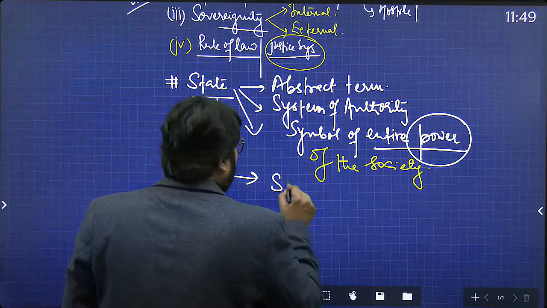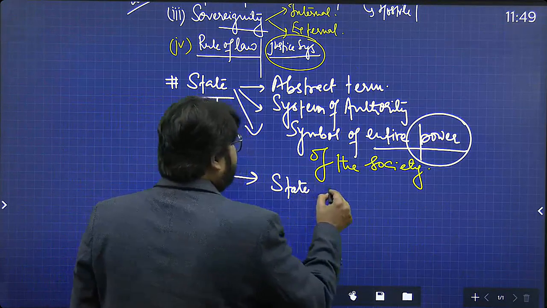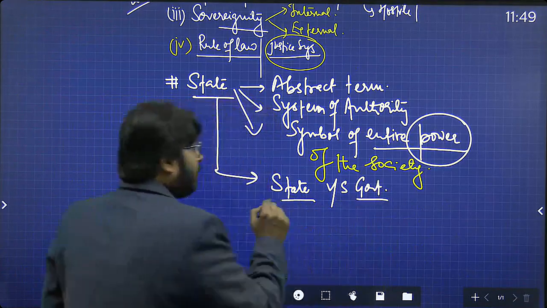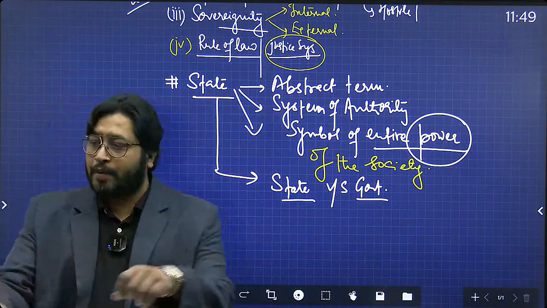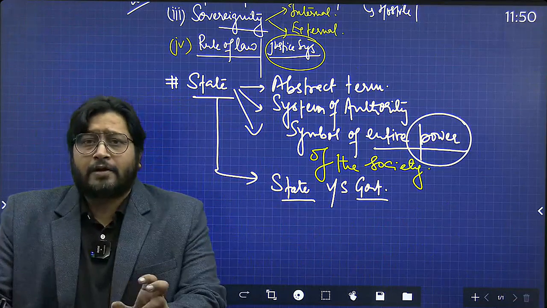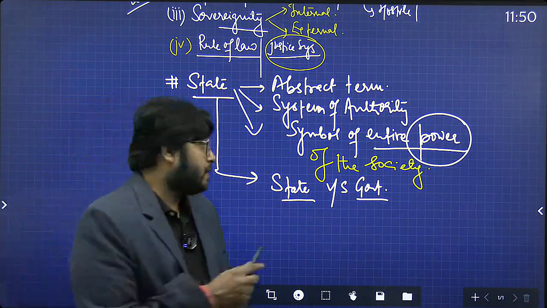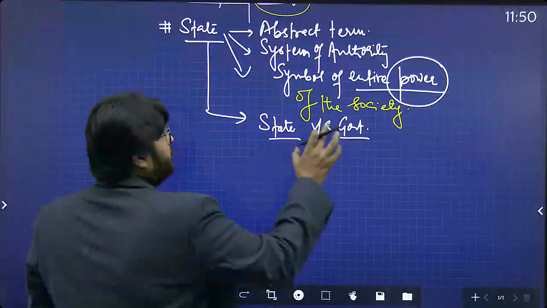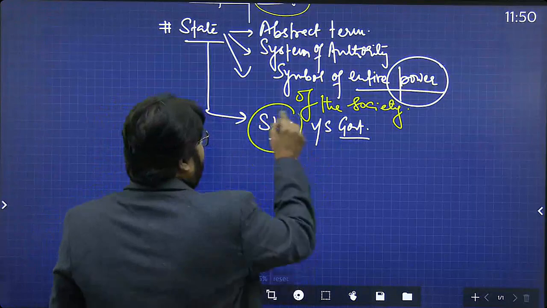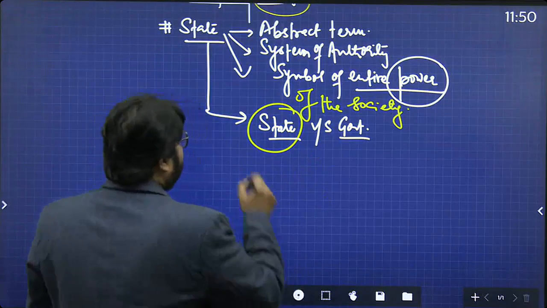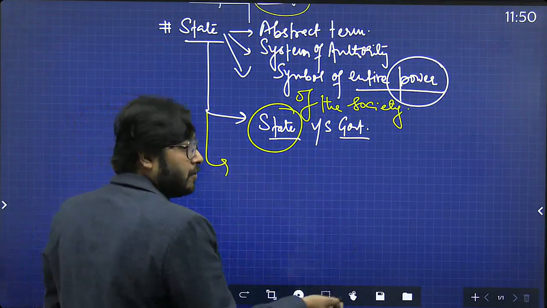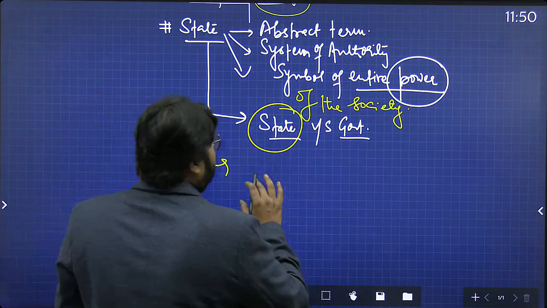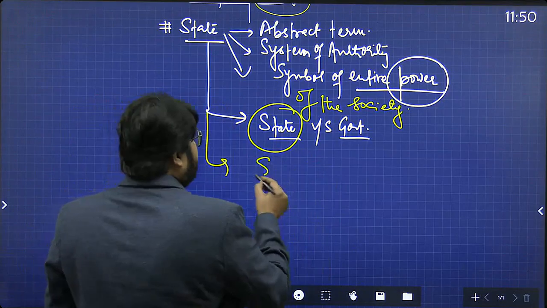State is different from government, though for normal purposes we use the term state and government interchangeably, though it is not, right? State comprises all the entities which are part of the system of governance, right? State also includes citizens, no doubt about it. Fine, we have already seen. So they may ask questions like this.